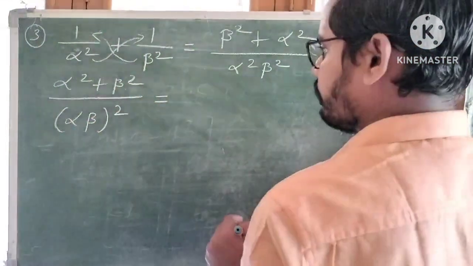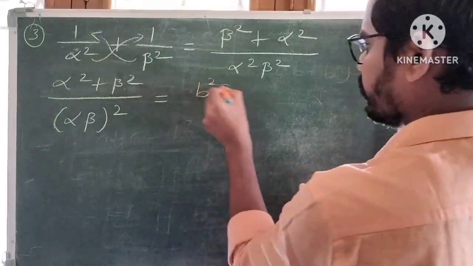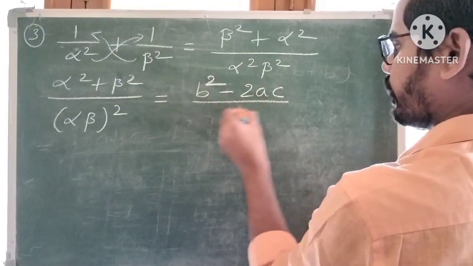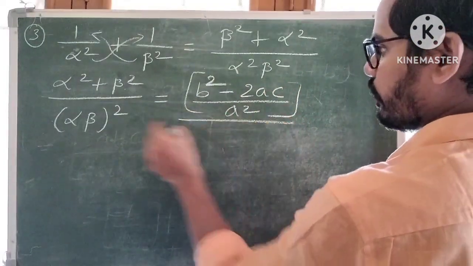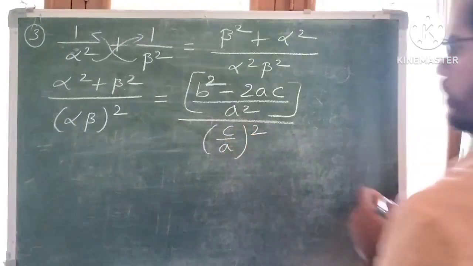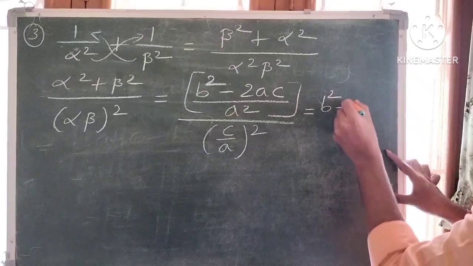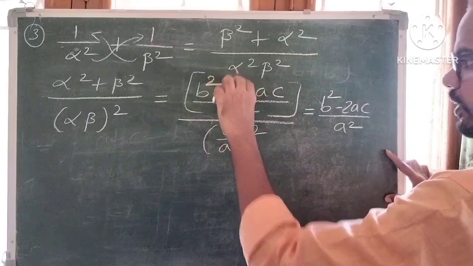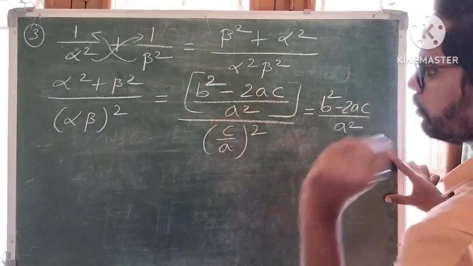What is the formula for alpha square plus beta square? We already derived this formula. b square minus 2ac divided by a square, whole divided by alpha beta, product of the roots formula, c by a whole square. So b square minus 2ac by a square. So it's like division of rational numbers. It's like division of rational expressions.